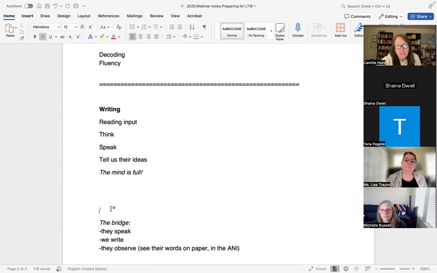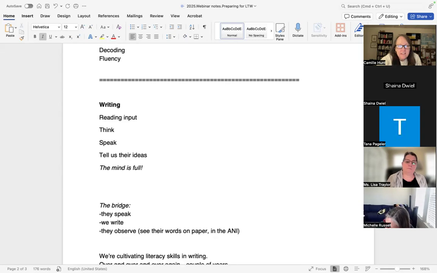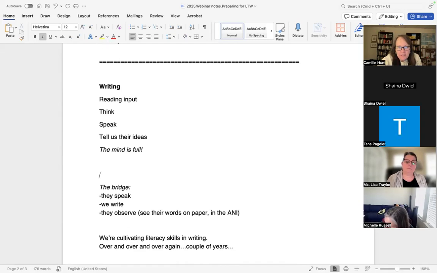And I think Andrew put it this way. He said, the compassionate teacher has to understand that the mind is so much more full than the page, the piece of paper. So this is how we're cultivating literacy skills in writing. And we do this over and over again, probably for a couple of years with students, maybe kindergarten, first grade would probably be the times we would do it the most, but we can do it, like I said, with a 3-year-old, we can do it still with a 9-year-old or a 12-year-old if they need it. But they need that bridge.